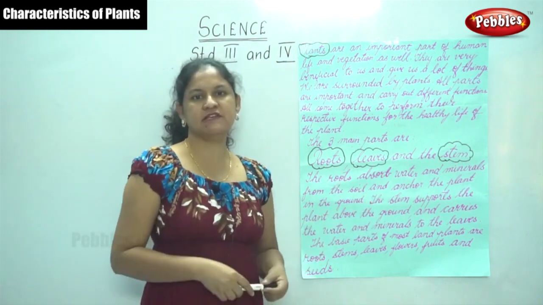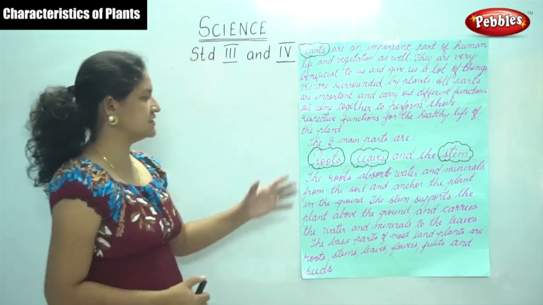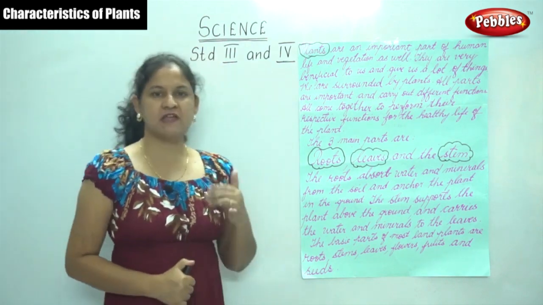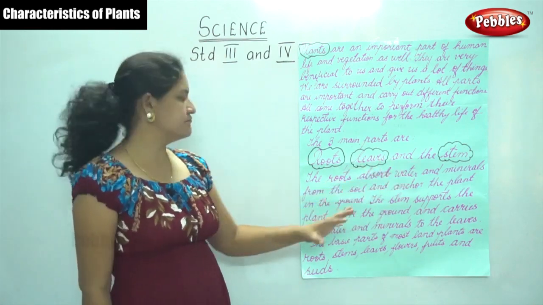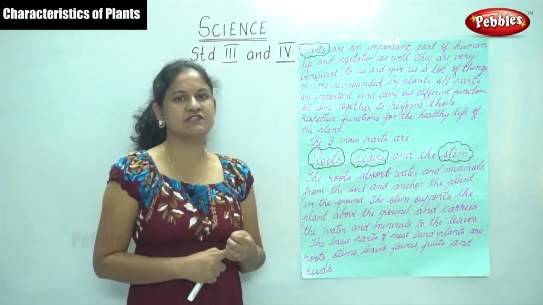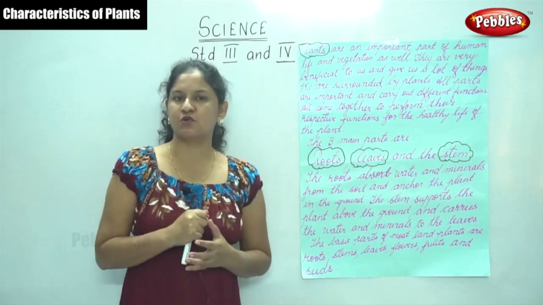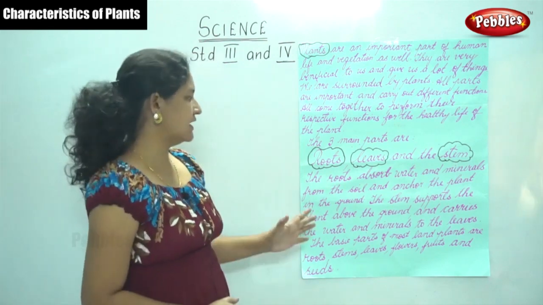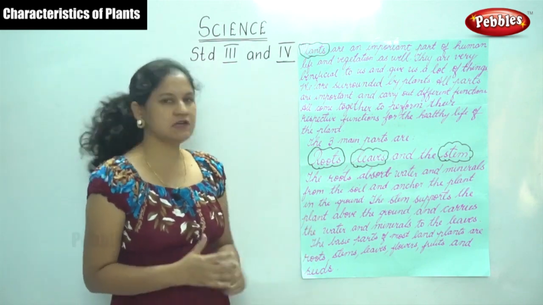Let us go into detail about each and every part of the plant. The first is the roots. The main function of the roots is to absorb water and minerals from the soil. The main job of a root is to absorb water and minerals that are needed for the healthy growth of the plant. And next is to anchor the plant in the ground.